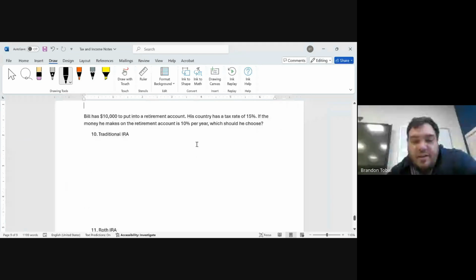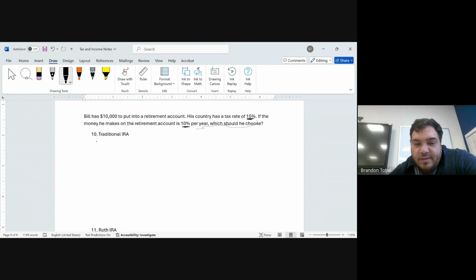All right, Bill makes $10,000. He puts it in the tax. The country tax rate is 15%. Let me start again. Bill makes $10,000, okay? And he's going to put it in a retirement account. These are both retirement accounts, IRA. His country has a tax rate of 15%. If the money he makes on the retirement account is 10% a year, which should he choose?